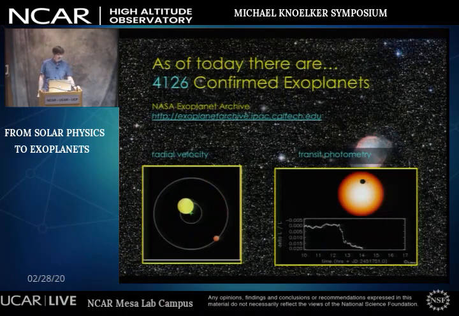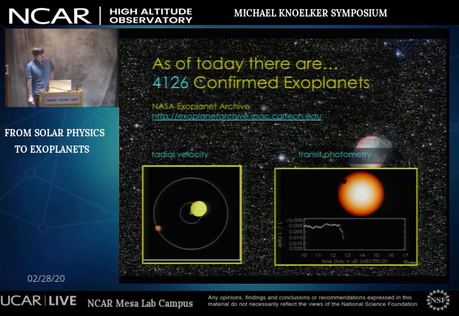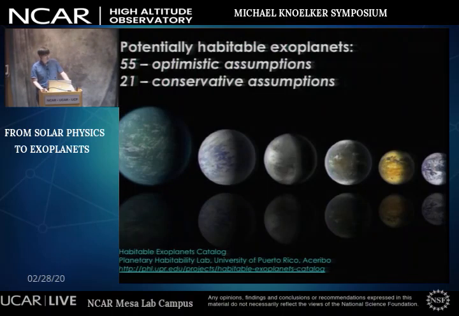So as of today, there are 4,126 confirmed exoplanets on the NASA Exoplanet Archive, found through different methods we've already talked about. There's another 1,600 plus TESS candidates which are awaiting confirmation. Of these, there are 55 considered in the optimistic habitable zone and 21 in the conservative habitable zone. I'm not going to get into the habitable zone. Jim is going to talk about that in the next talk.